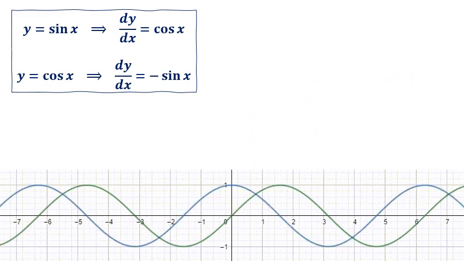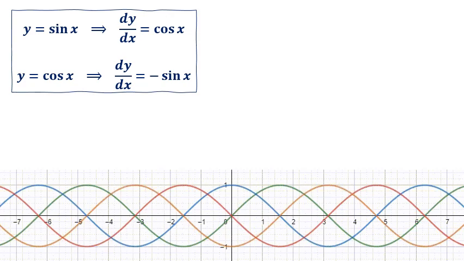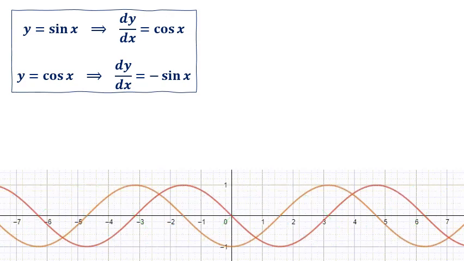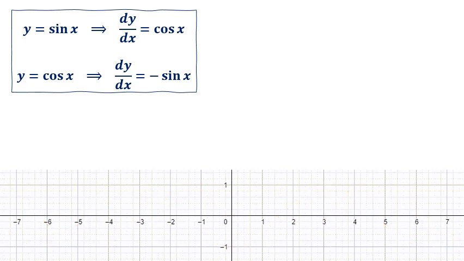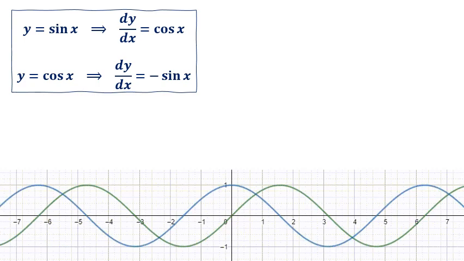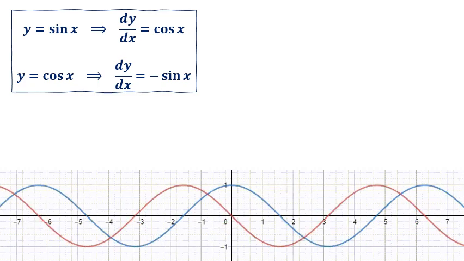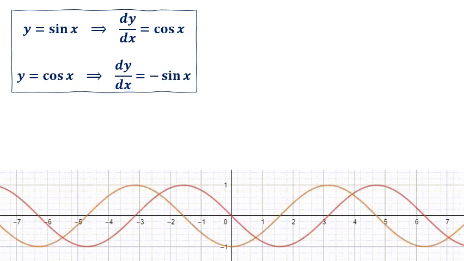So here's our sine wave and cos wave, and a minus sine wave and a minus cos wave. What we're looking at is how to differentiate not just sine but cos as well. Because of course cos is just sine shifted sideways by 90 degrees.